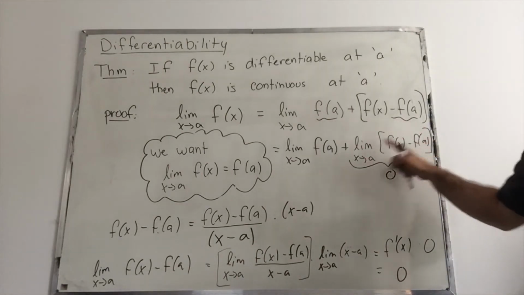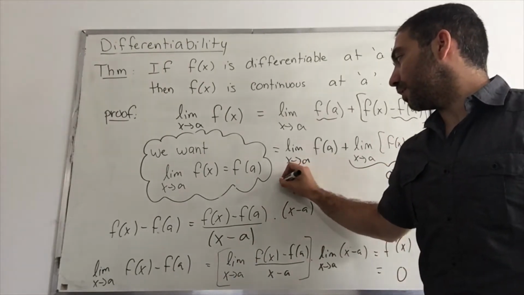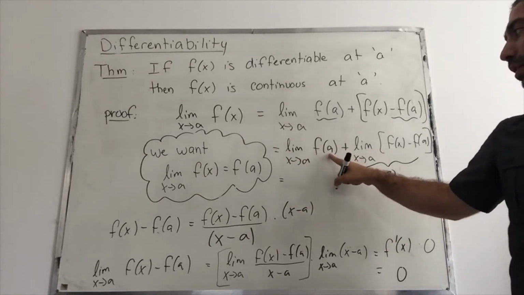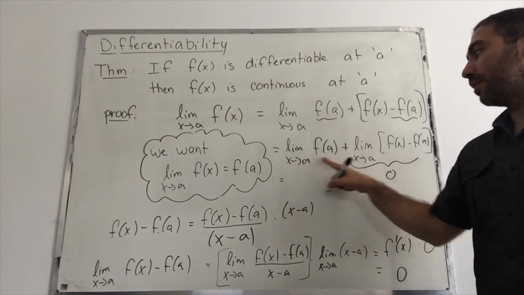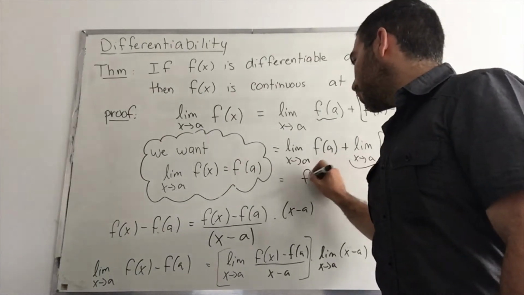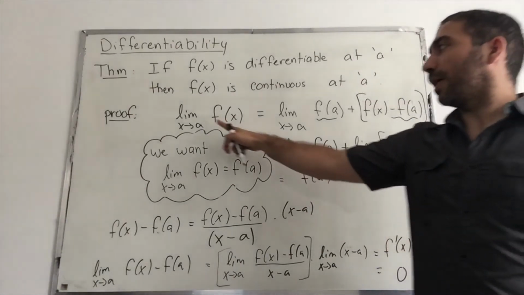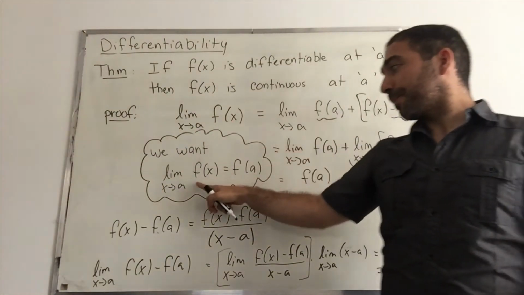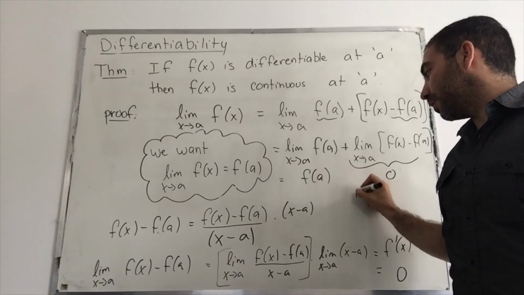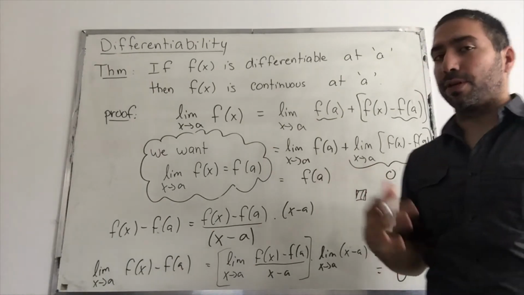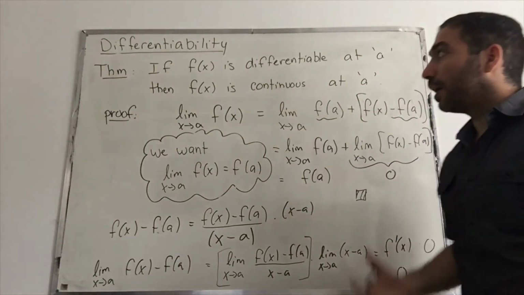So now that this is gone, what we have here is the limit as x approaches a of f of a, but the x tends to a. We don't have any x's here. So this is the identity property, so this is just equal to f of a. And we showed that the limit as x approaches a of f of x, which is what we have here on the left side, is equal to our f of a. Therefore, we have continuity. Differentiability implies continuity. And this is the proof.